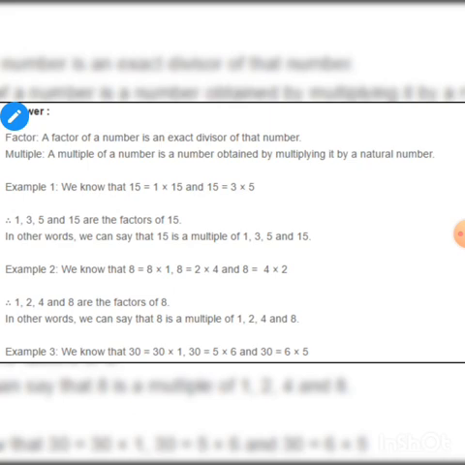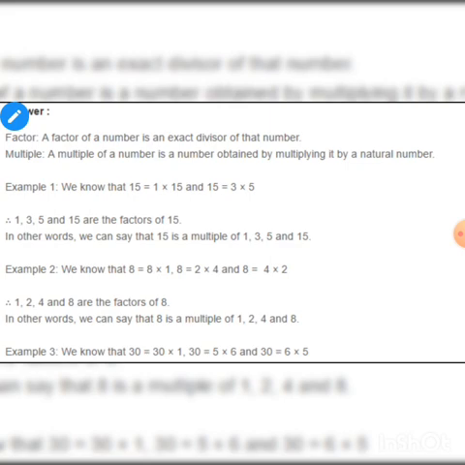Here I want to conclude this topic of factors by saying a few important points about factors. First, 1 is a factor of each and every number. Secondly, the number itself is a factor of itself. Third, the number of factors of any number is limited. So there are finite factors of a number.